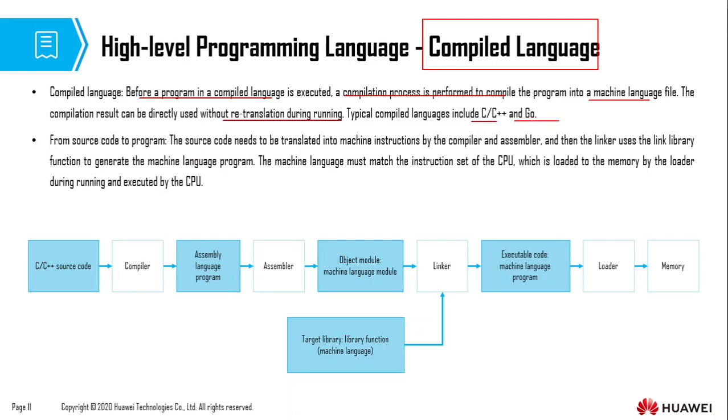So here you begin from the source code. The source code will go through a compiler. The compiler will convert it to assembly language. Then the assembly language will go through an assembler. The assembler will convert it to an object module, which is a machine language module.